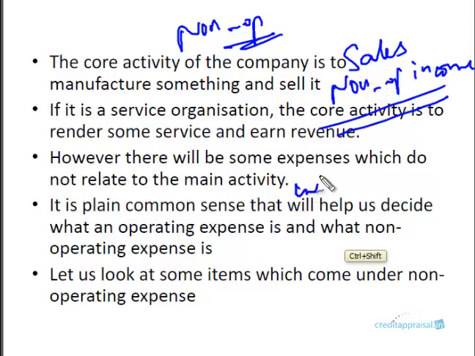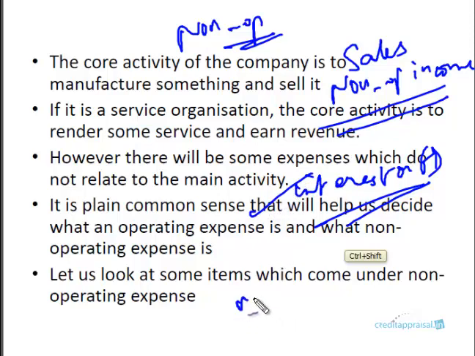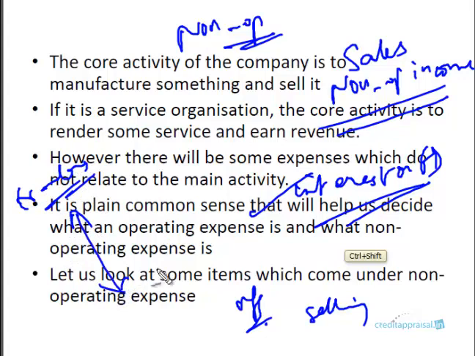An example is interest on fixed deposits. The company has placed some fixed deposits in the bank and it is earning some interest on it. So this is an income, but it is not the income from the core activity of the company. The core activity of the company is something like manufacture of steel or selling of cement, or trading of some computers. There will be a major activity of the company, and income earned from that activity will be the sales. So income from any other activity will be a non-operating income.